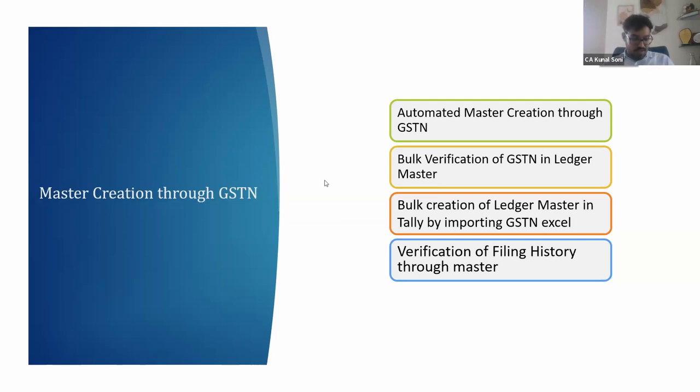And what happens because of the same? Let's say if the PIN code is incorrectly entered, then in that particular case, the distance in the e-way bill would get incorrectly fetched. So to overcome all those things, there is a simple functionality: just enter the GSTN in the Tally ledger creation screen, and Tally would create the master by itself. So we would even look into how that could be done.